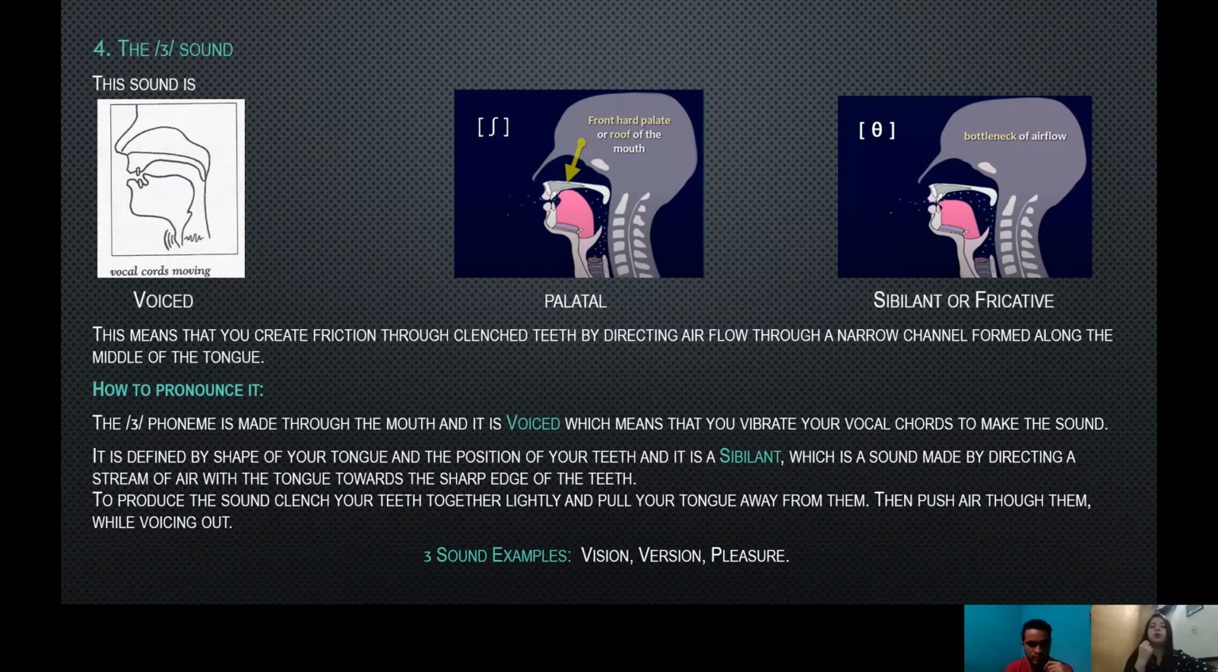To produce the sound, clench your teeth together lightly and pull your tongue away from them, then push air through them while voicing it. And so it will be like this. Some examples of this sound: identification, pressure, electric.